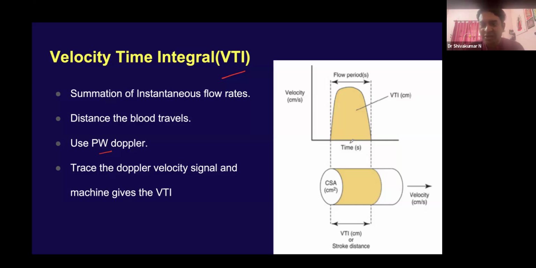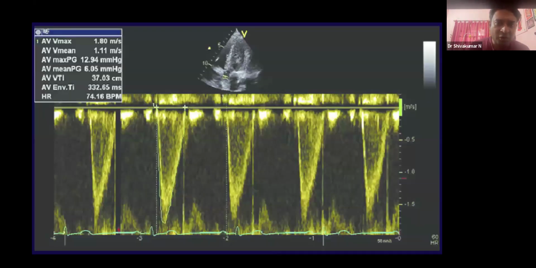As you can see here in the image, if we are measuring blood flow velocity in this area, we use pulse wave Doppler, and you get this waveform called the VTI. VTI is basically the distance that the blood flows during this particular time interval, given in centimeters. What is shown here is VTI measurement using a transthoracic echo. You use pulse wave Doppler across this area, and you get this kind of waveform where we trace the waveform, and the machine will give you the VTI number in centimeters.